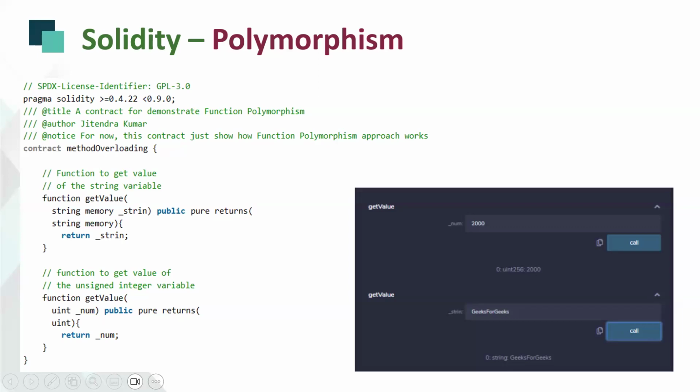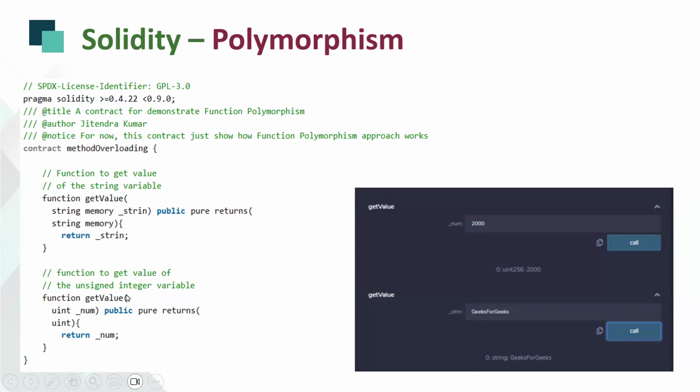Okay, this function is named getValue. Here we have a function getValue that takes a string parameter strn. It's declared as public, as you see, meaning it can be called from other contracts or externally. About the pure keyword here, you can see pure here. The pure keyword indicates that the function doesn't read or modify the contract state, and it returns a string value, which is the same as the input parameter strn.